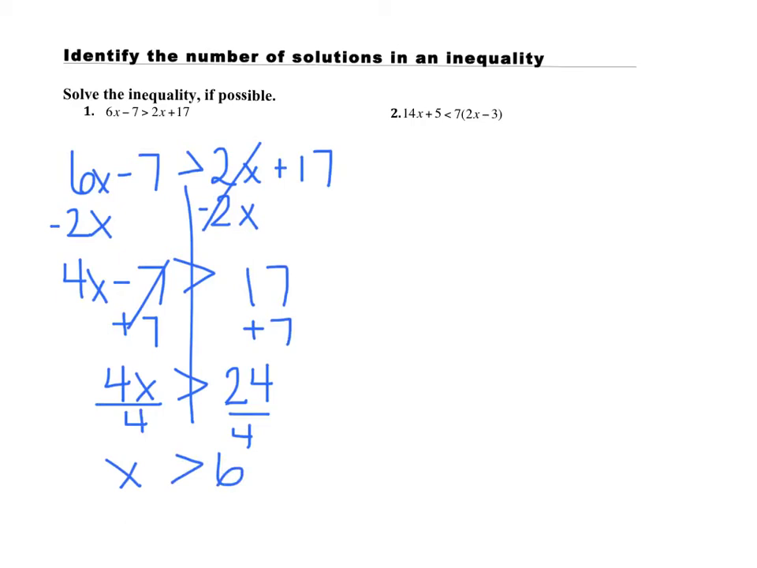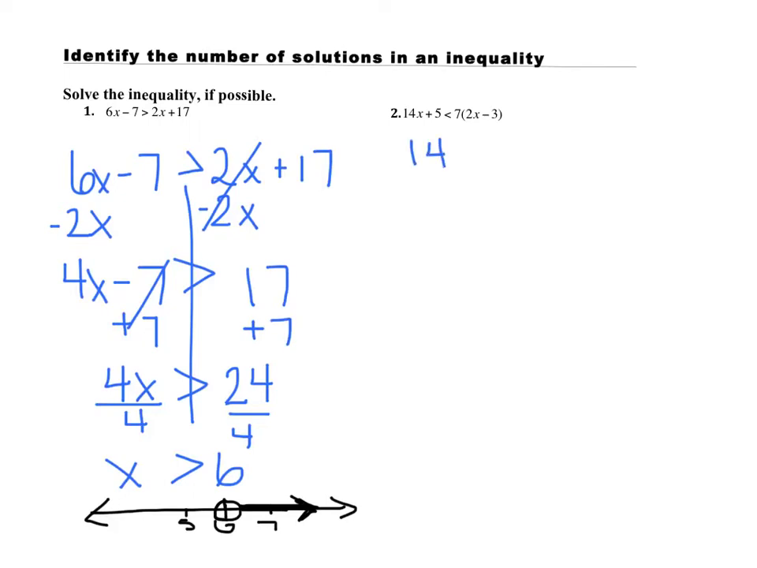In this case, we have a solution that says x is greater than 6, meaning that on my number line, I have 6 and 5 and 7. It doesn't include 6, but it includes everything that is bigger than 6. Let's take a look at the next one.